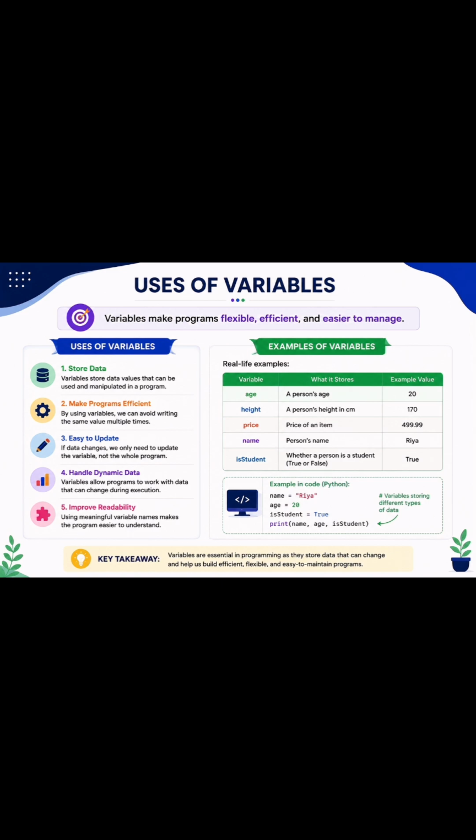Now, uses of variables. A variable is a named storage location in a computer's memory. It stores data that can change while a program is running. Variables keep information such as numbers, text, or values for later use. For example, if I'm giving age is equal to 15, here age stores the value of 15.